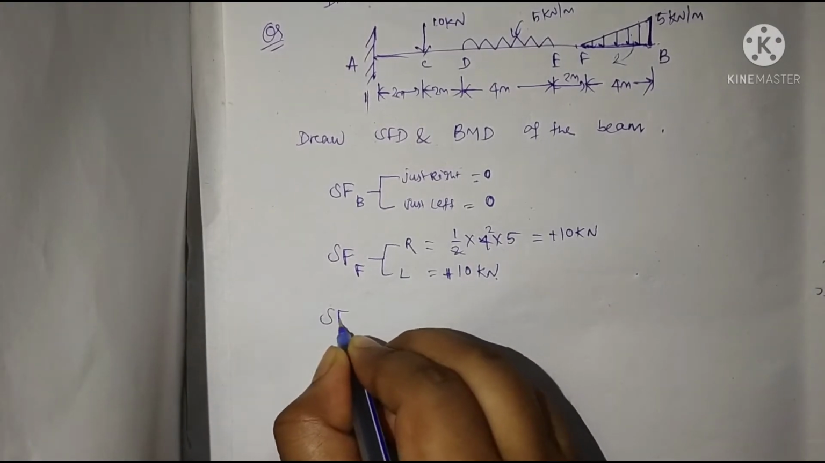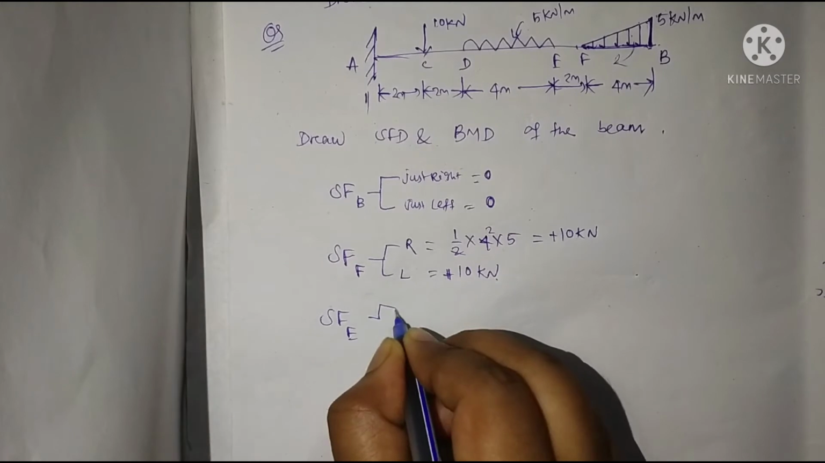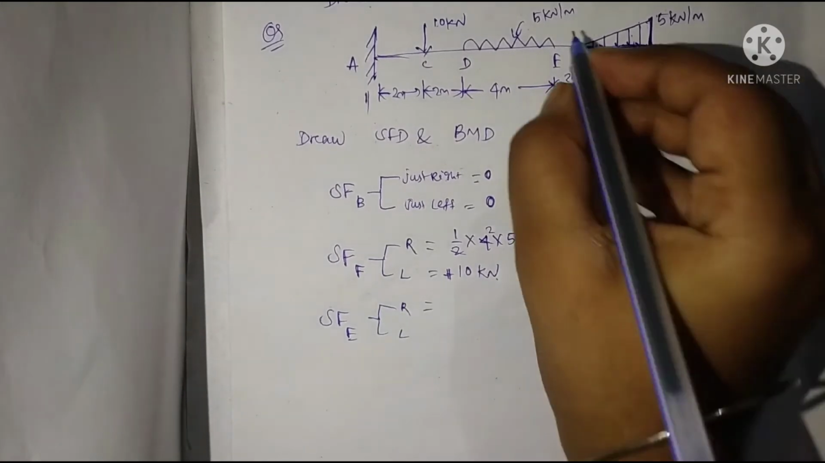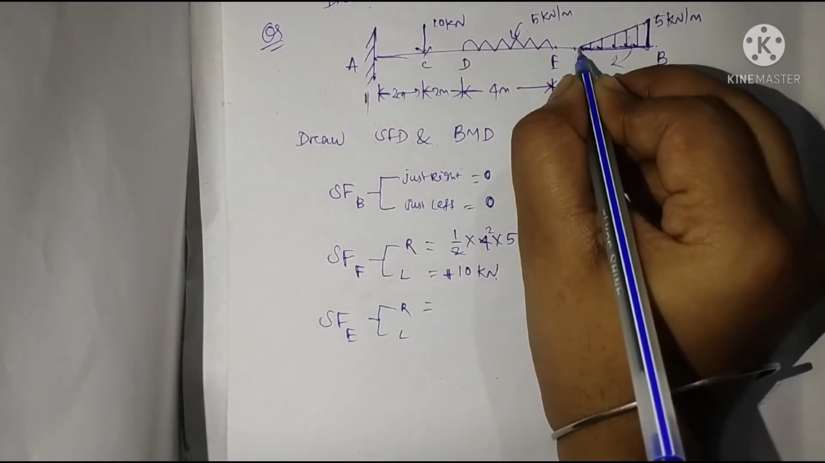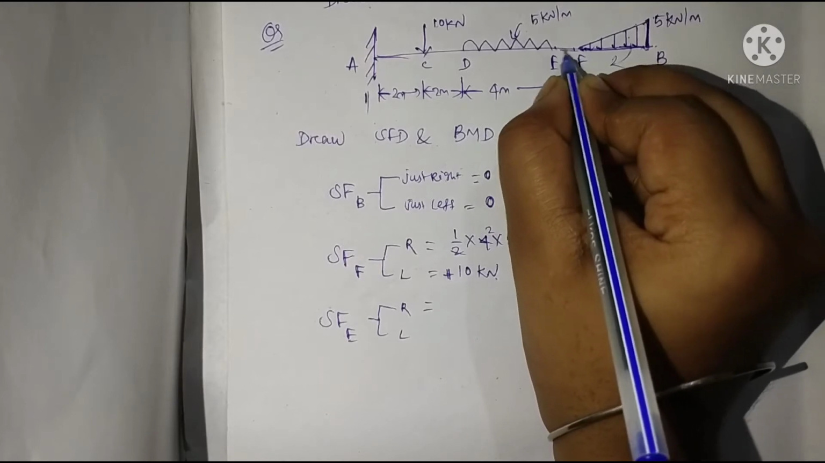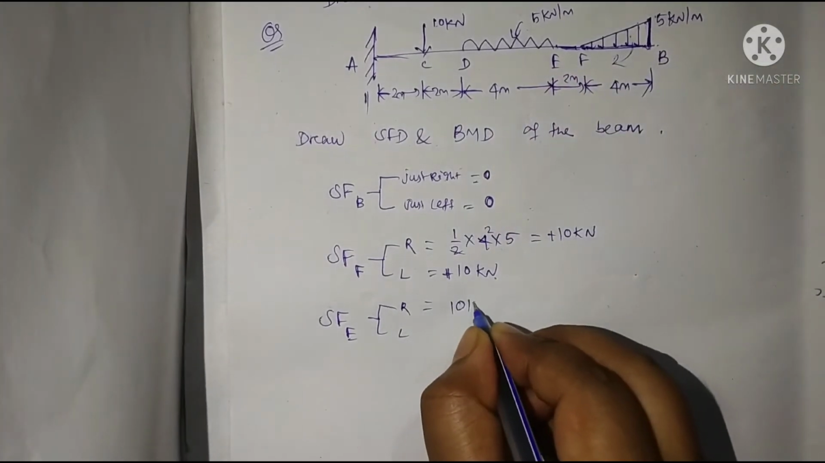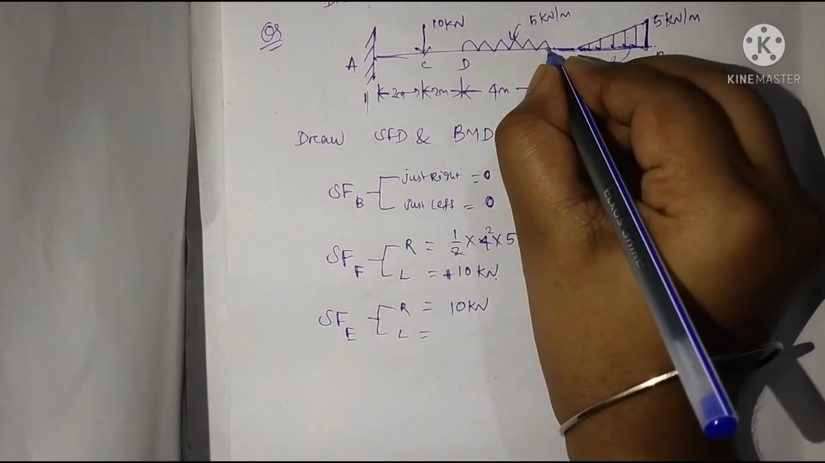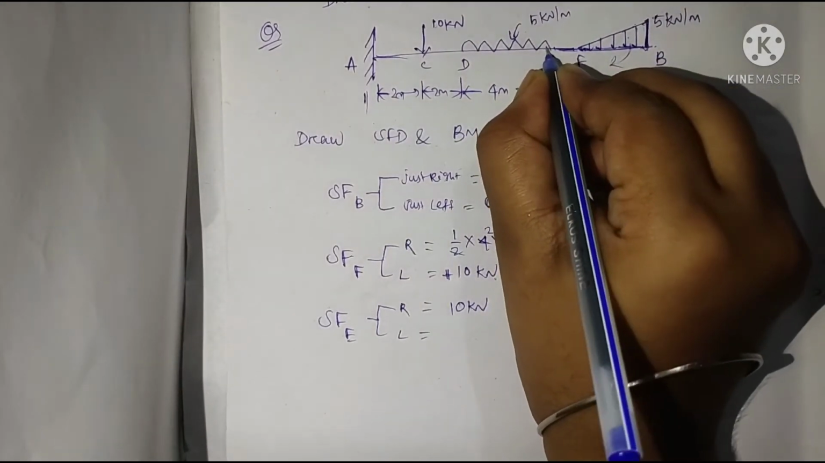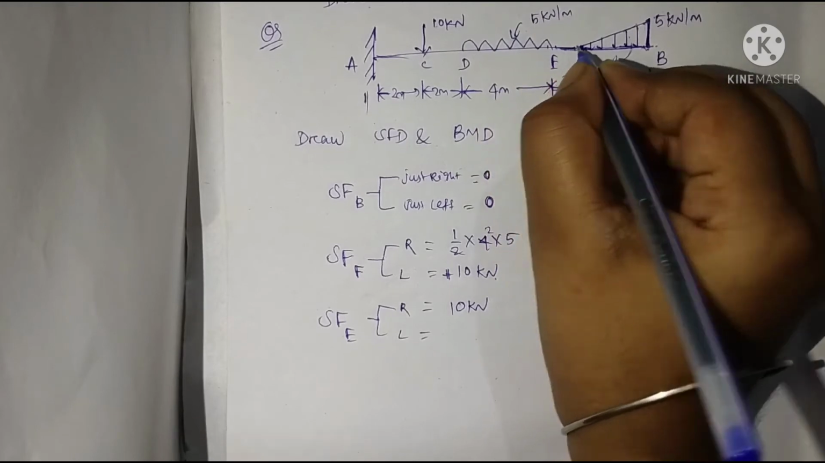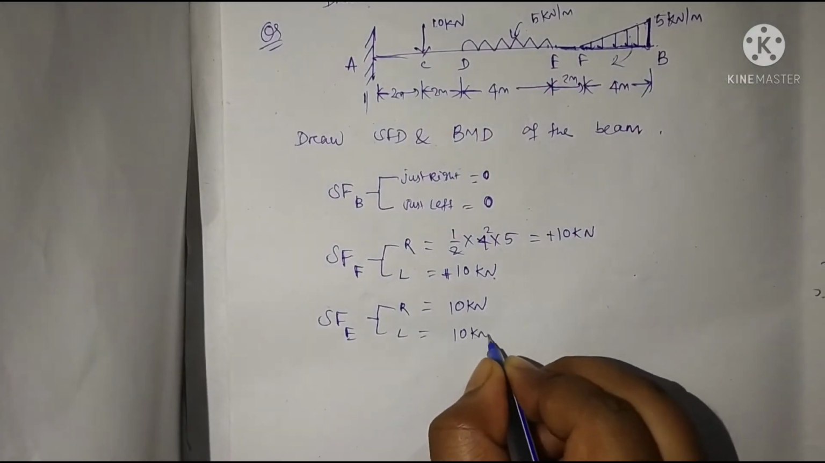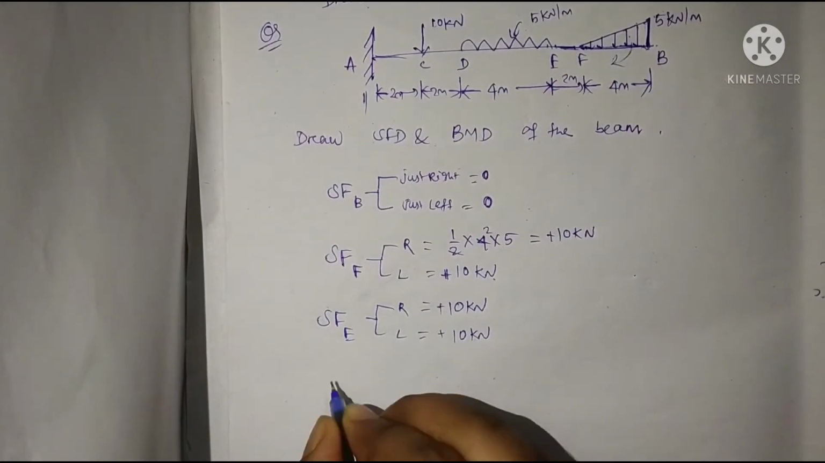Now shear force at point E, just right and just left. At just right, there is no loading in this portion, so the shear force will be the same, 10 kilonewton. And at this point how much will be the shear force? It will be the same, there is no further loading, so this is 10 kilonewton, and all are positive.